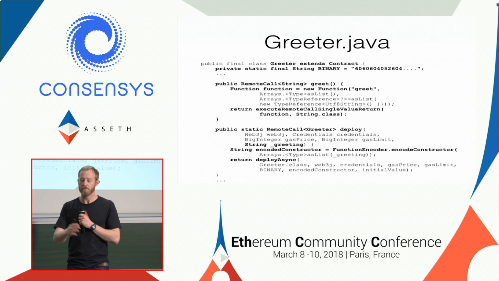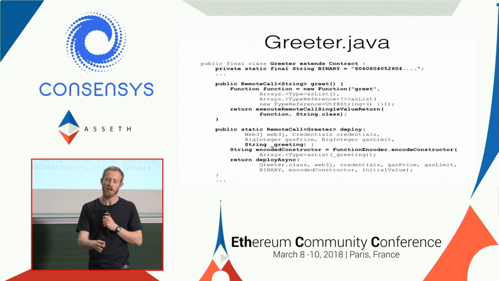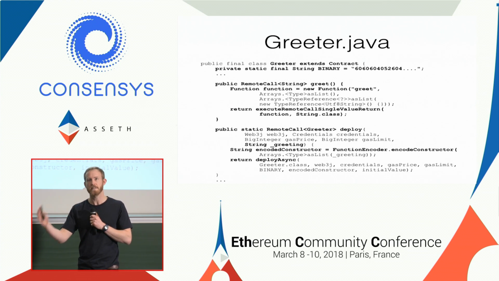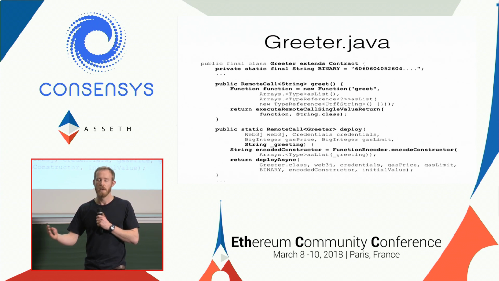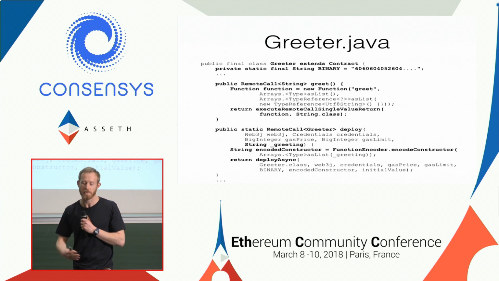So what Web3j does for you is it takes the native Java types, converts them into ABI types, then encodes those ABI types into the relevant binary format that can be interpreted by the EVM. So you get complete type safety going from Java all the way through to the EVM with Web3j.